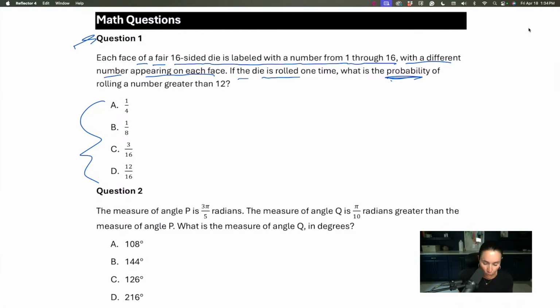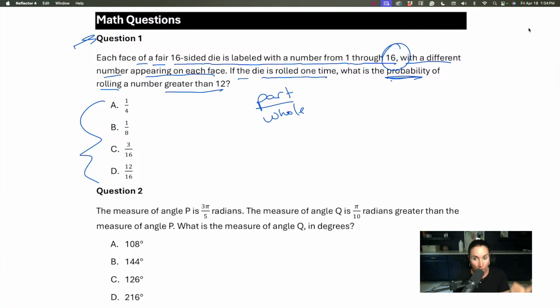If a die is rolled one time, what is the probability of rolling a number greater than 12? Okay, this is an easy one. All we're thinking about is part over whole. Well, right away, I know what the whole is. How many possible rolls could there be?